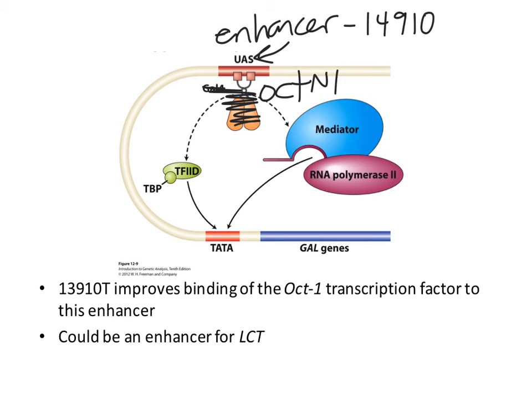Like GAL4, it's a transcription factor. It binds to an enhancer sequence. And instead of GAL genes, it's regulating the gene lactase. But the process is exactly the same. When OCT1 is bound to its DNA sequence, it brings RNA polymerase, right here, to the TATA box, right upstream of the transcription start site, and that allows transcription to proceed.